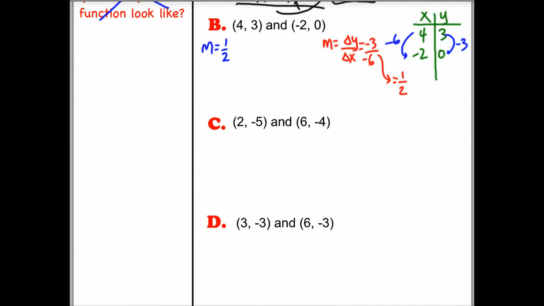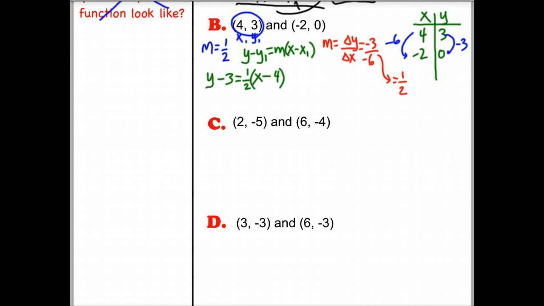And then I want to use this point here, 4, 3. You can use either of them as x1 and y1. So then we substitute through. Remember, we have y minus y1 equals m times x minus x1. So we have y minus 3 equals 1/2 x minus 4.